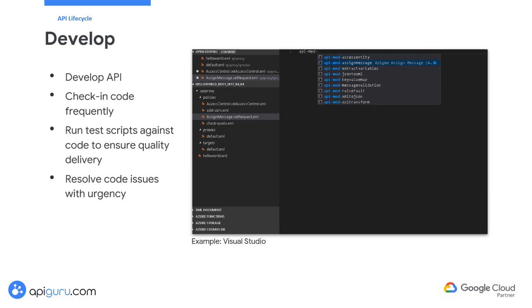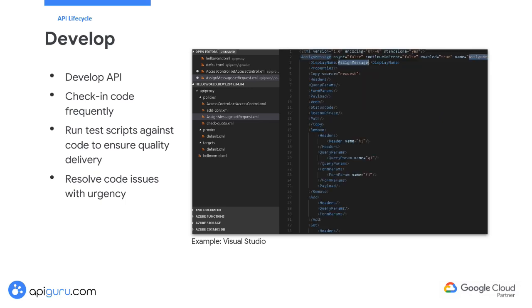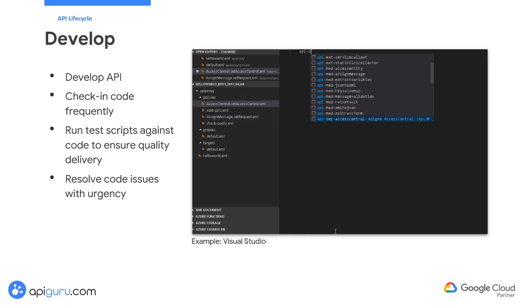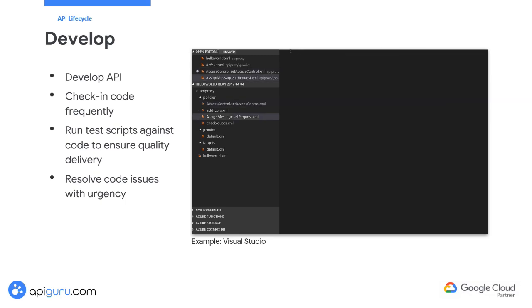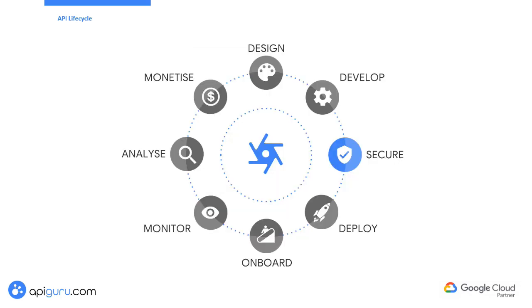Integrated development environments like Visual Studio Code or JetBrains IntelliJ IDEA can enhance productivity with features like code completion, debugging, and version control integration. GitHub or GitLab provide source control and continuous integration and deployment capabilities for managing API versioning and deployments. Once your API is developed, it's time to focus on security.